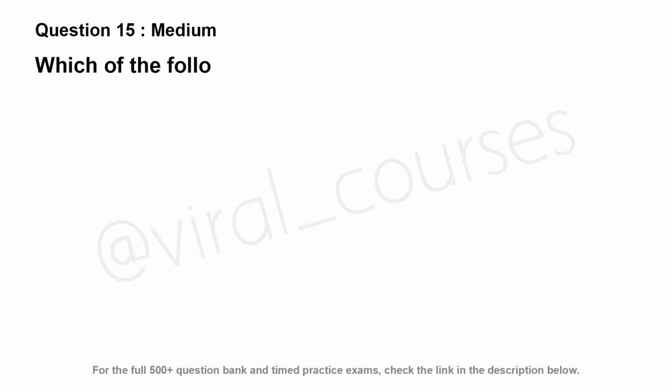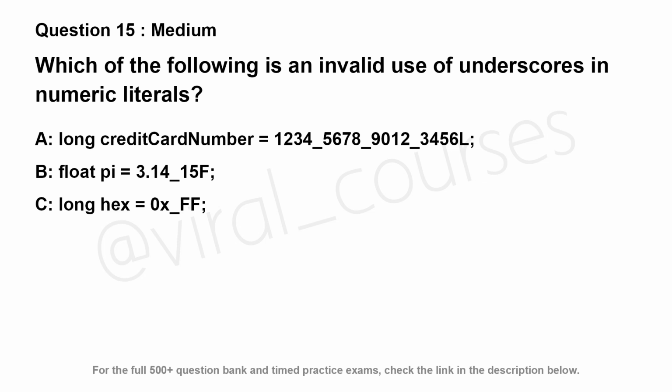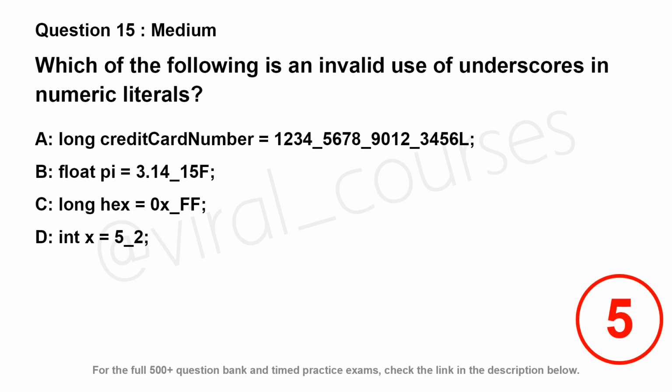Which of the following is an invalid use of underscores in numeric literals? Option A. long creditCardNumber = 1234_5678_9012_3456L. Option B. float pi = 3.14_15F. Option C. long hex = 0x_FF. Option D. int x = 5_2.